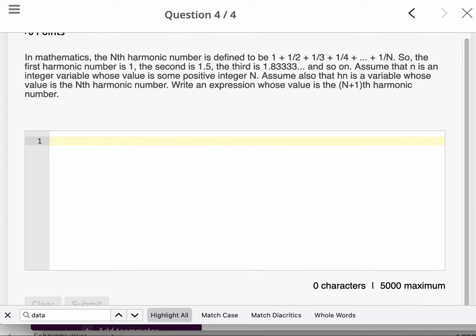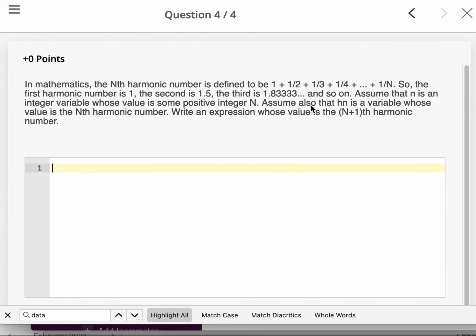Now, in this one, the nth harmonic number is defined by what we just read. The first harmonic number is 1, the second is, and so forth. Assume that n is an integer variable whose value is a positive integer. Assume also that hn is a variable whose value is the nth harmonic number. Write an expression whose value is the n plus 1 harmonic number. So what will we do here?